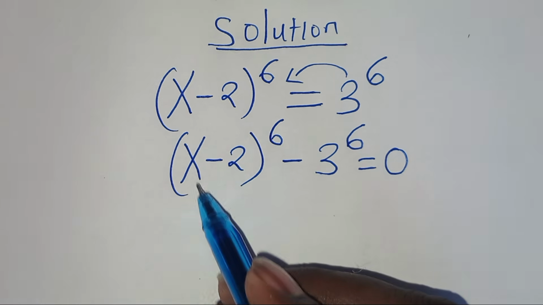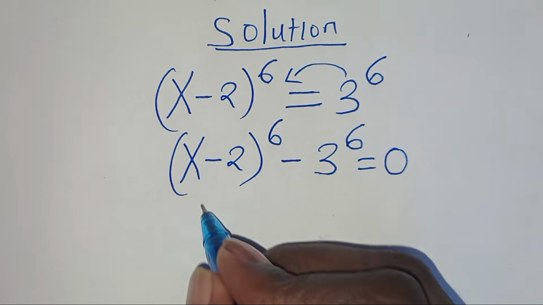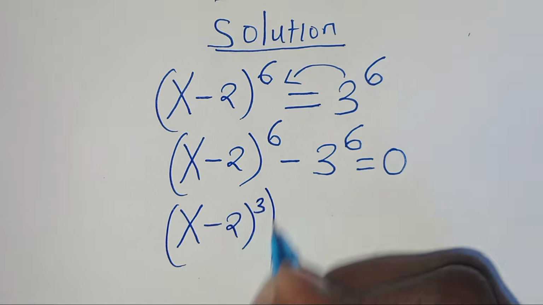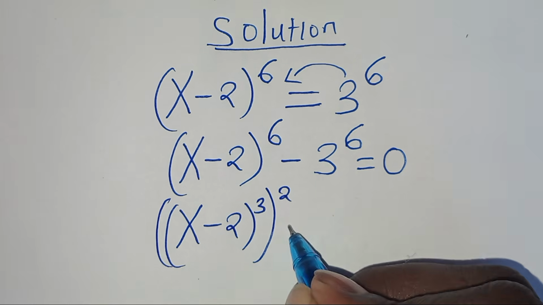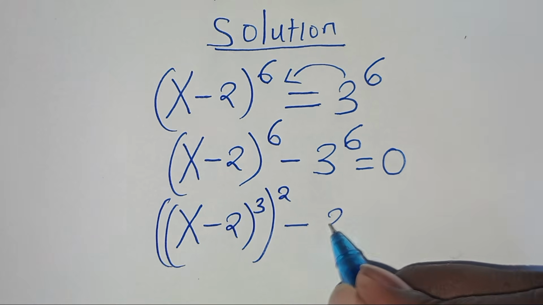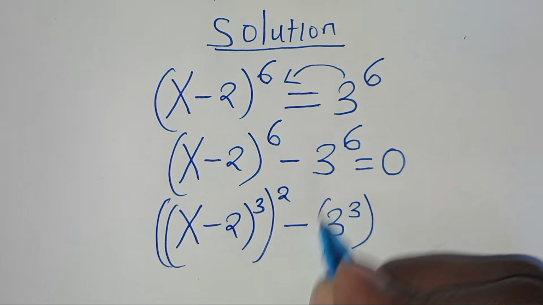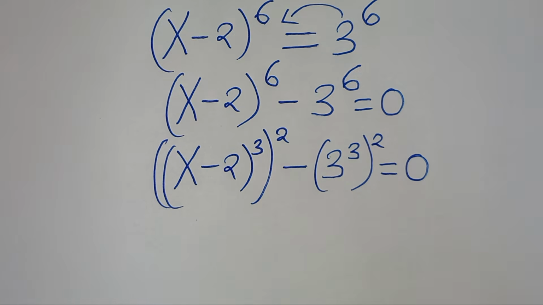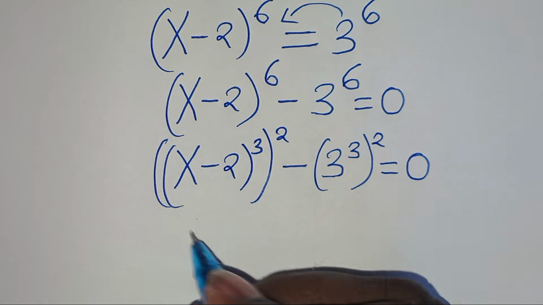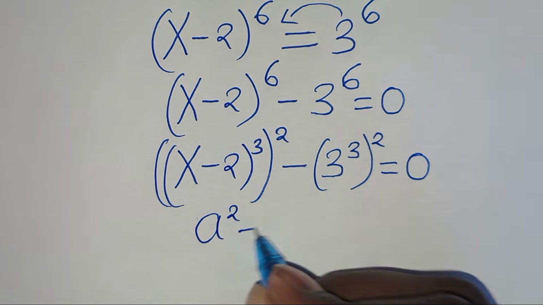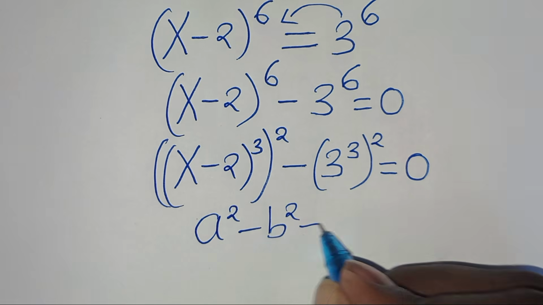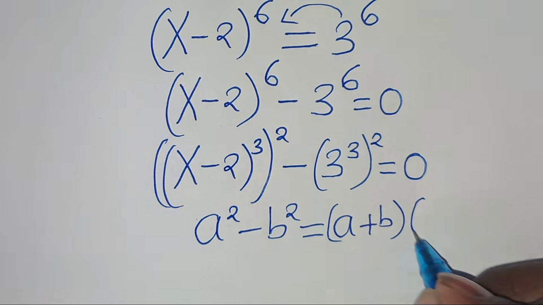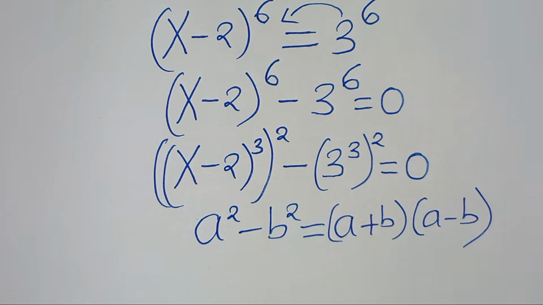Now, we can express (x - 2)^6 as ((x - 2)^3)^2, minus 3^6, which is (3^3)^2, equal to 0. So you find that this is the difference of two perfect squares, expressed as a squared minus b squared, that we can express as (a + b) multiplying by (a - b).